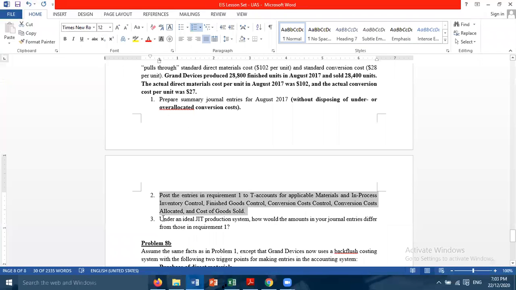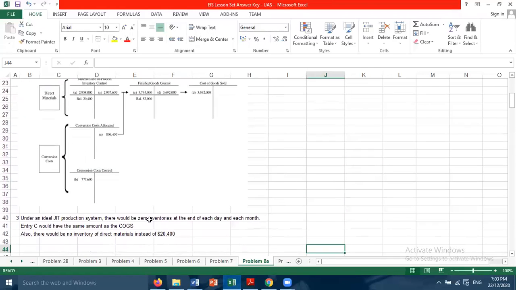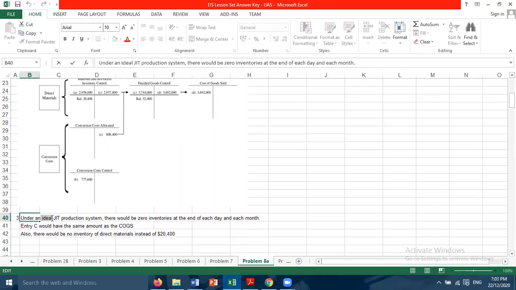Then number 3, under an ideal JIT production system, how would the amounts in your journal entries differ from those in requirement 1? Okay, so it's under an ideal JIT system. Now remember, JIT is just in time, where we don't hold any inventory, where we just purchase or produce inventory when it is demanded. So under an ideal JIT production system, we won't have any inventory. There will be 0 inventories.